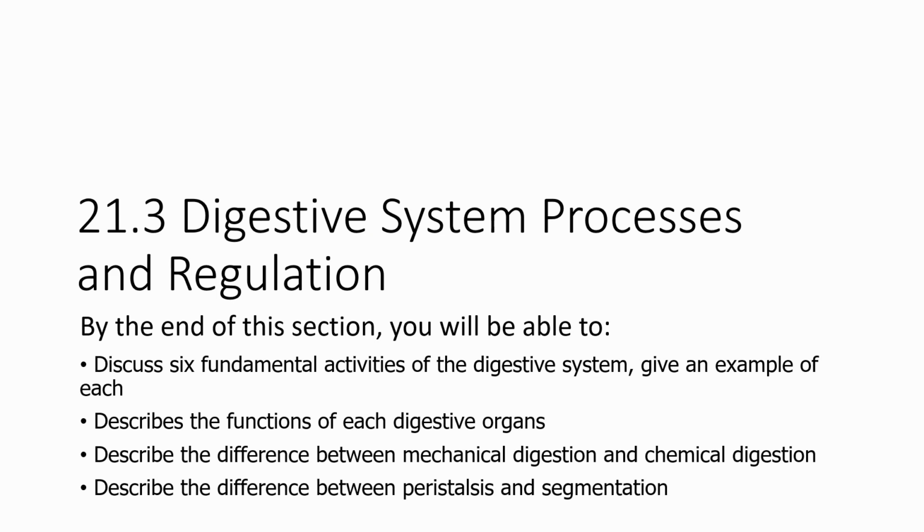Okay, so moving on, we're getting into the digestive system processes and regulations. So we're going to talk about the fundamental activities the digestive system engages in, talk about some examples, we're talking about functions of these organs, and then we're going to talk about mechanical versus chemical digestion, as well as peristalsis and segmentation. These are things that are somewhat similar, but have some very key differences that we need to be aware of.